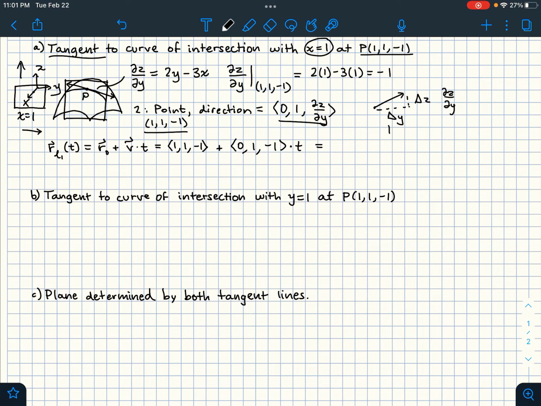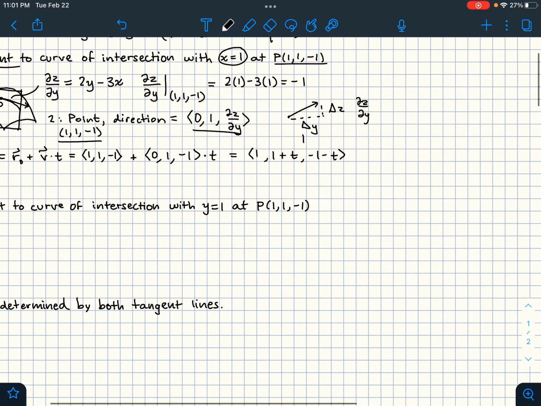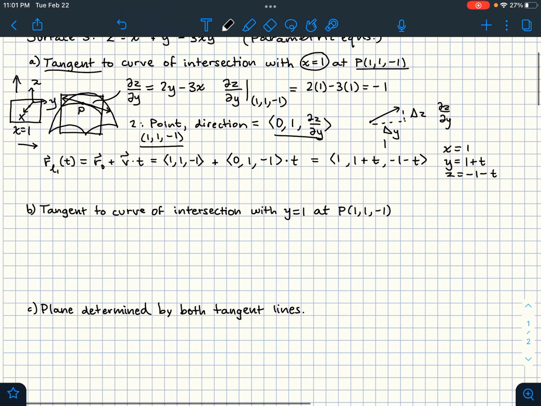And so the final answer for the vector equation will be 1, 1 plus t, -1 minus t. And in parametric format, you take each component and you write it separately. So x equals 1, y equals 1 plus t, and z equals -1 minus t. All right? So that's how you solve part A.